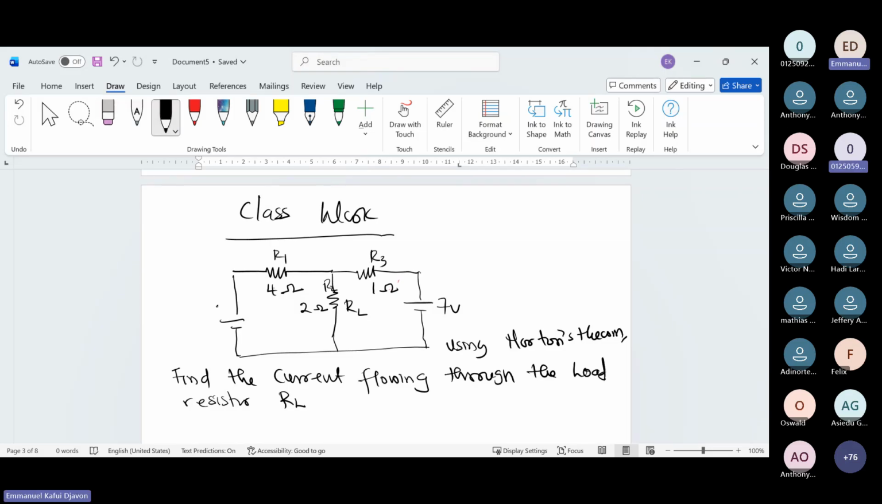Please, we just joined. Is it Thevenin's theory? My brother, read the question very well. I've written everything on the board. Using Thevenin's theorem, find the current flowing through the load resistor RL. You said Norton's theorem. Sorry, Norton's theorem. Yes, sir.